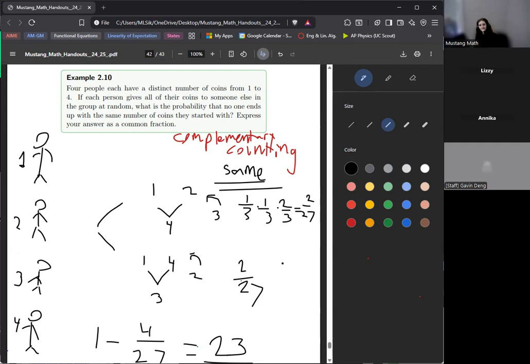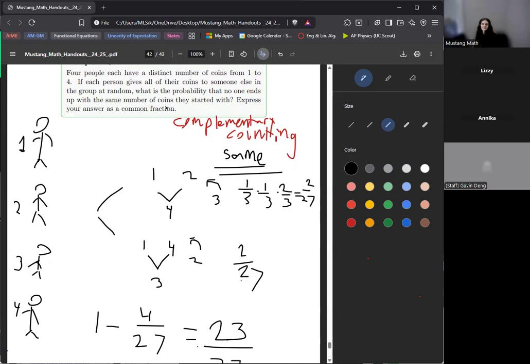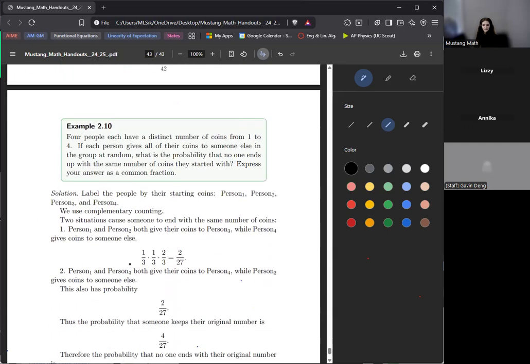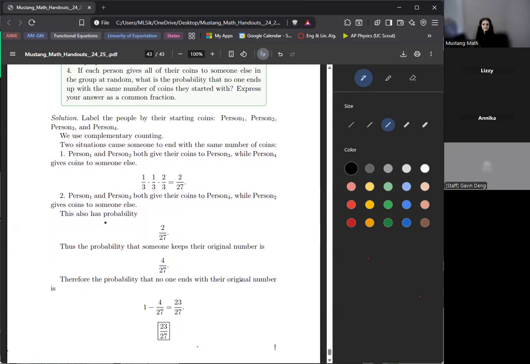Yeah, so hopefully that did help a little bit. They asked that no one ends up with the same number of coins they started with. That's going to be kind of impossible to count up directly, but it is possible to go through a couple of cases. They explain it really nicely over here. They did switch around the people as compared to what I did. But say person 1 and 2 both give their coins to person 3, but person 4 gives coins to someone else, either one of them. That happens with 1/3 times 1/3 times 2/3. But let's say person 1 and person 3 both give their coins to person 4, but person 2 gives their coins to someone else. So you're just swapping the people around, but the situation is still kind of the same.